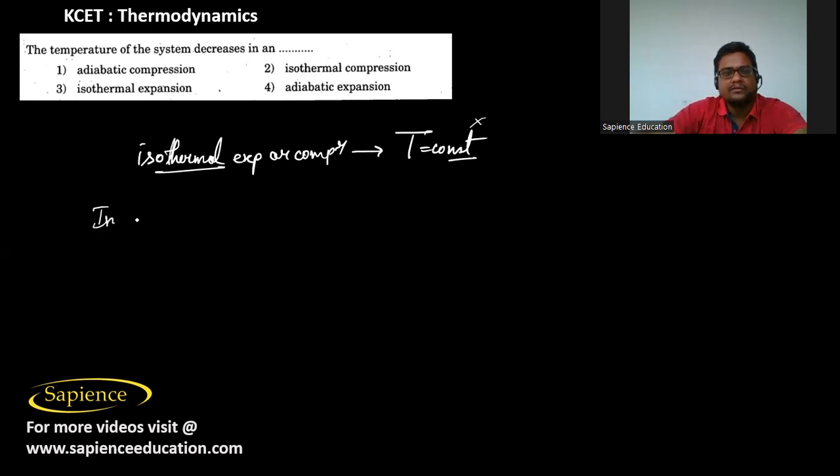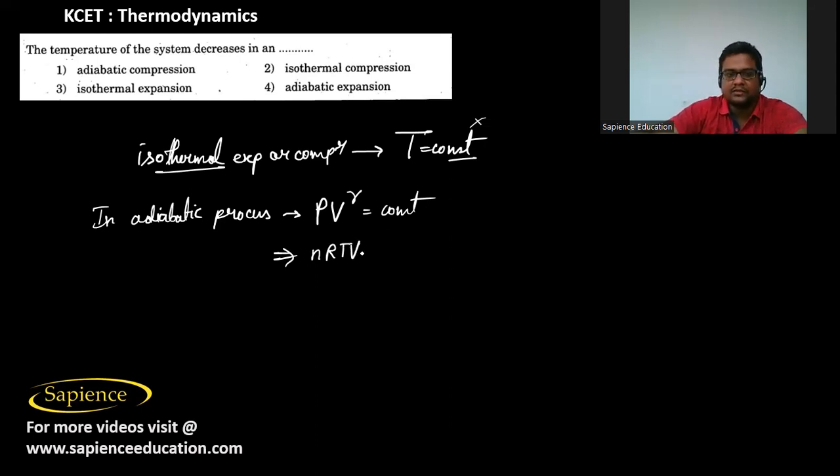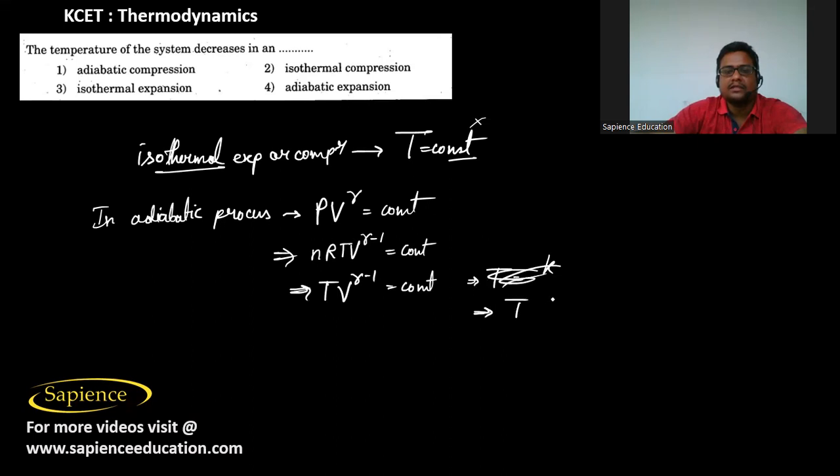So in case of adiabatic process, we have PV power gamma equal to constant, or we can say PV equals nRT. So I can write it as nRT into V raised to the power gamma minus 1 equal to constant. So I can say TV raised to gamma minus 1 equals constant. So T is inversely proportional to V raised to gamma minus 1.